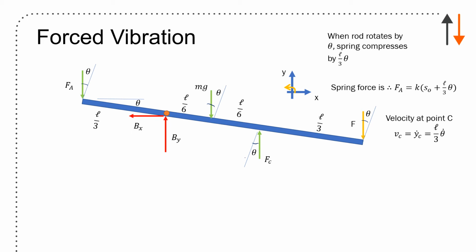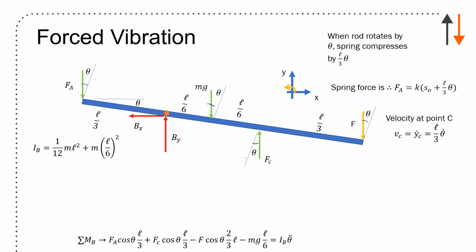And so I've got all those terms, and then I need to calculate my moment of inertia about point B. I know the moment of inertia of a rod, 1/12 mL squared, where L is the total length, and the distance from point B to the center of mass, which is somewhere about here, is going to be L over 6. So that's where that L over 6 is coming from.